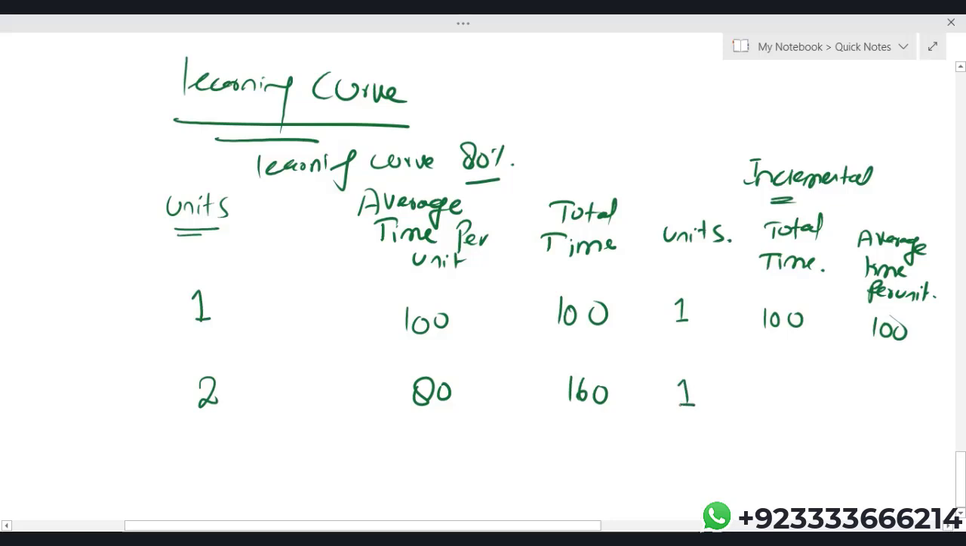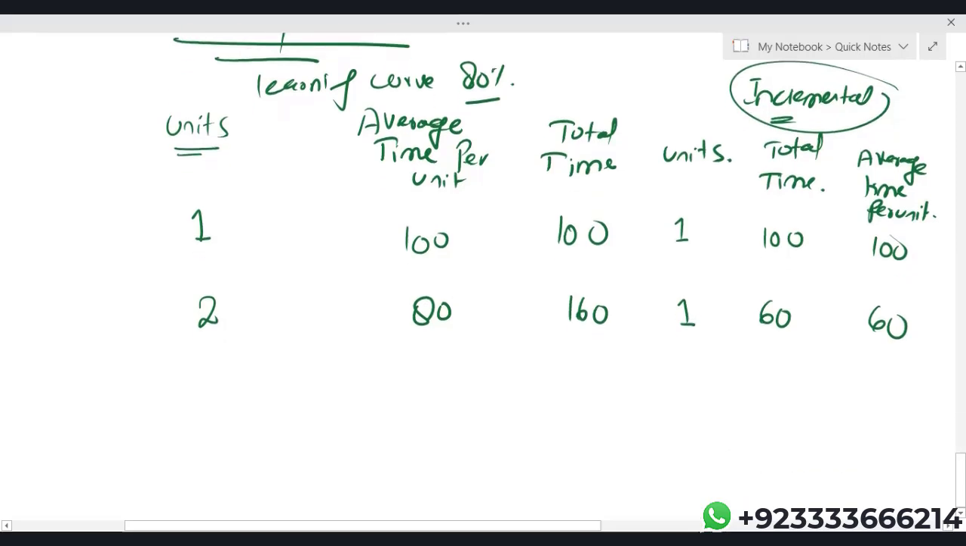How many incremental hours? 1 unit takes 100 hours, 2 units take 160, so incremental time is 60. Average time per unit is 60. The last 3 columns are incremental. Let me repeat. The learning curve will apply when an individual does twice of their previous work. So twice of 2 is 4.